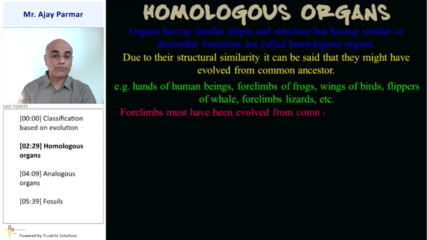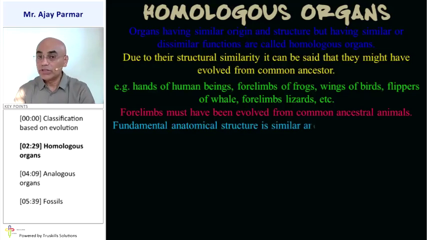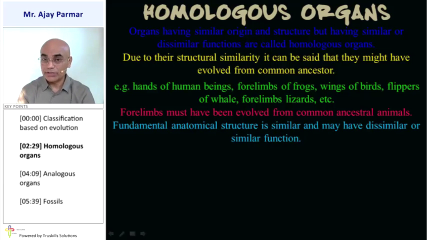Not only that, the forelimbs have similar structure, which means they must have evolved from a common ancestral animal. The fundamental anatomical structure of the forelimbs of these animals is similar, and their functions may be similar or may be dissimilar. That doesn't make any difference, but we can conclude that they might have originated from a common ancestral animal.